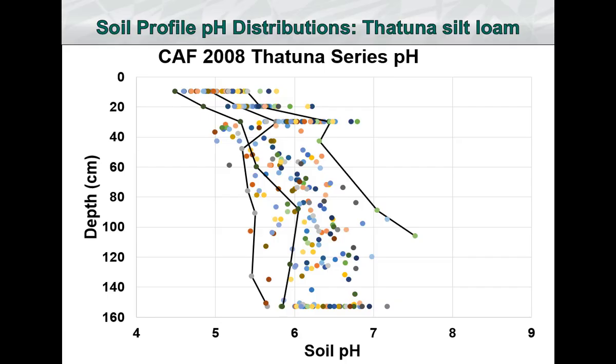This is an issue that I was pretty concerned about. This is a Thatuna, one type of soil that we have that's fairly common in the area. Thatuna series soils are very productive, highly productive soils. They tend to be in lower landscape positions. They tend to have high amounts of organic matter. There's a lot more water that's usually associated with these soils because of their positions in the landscape.